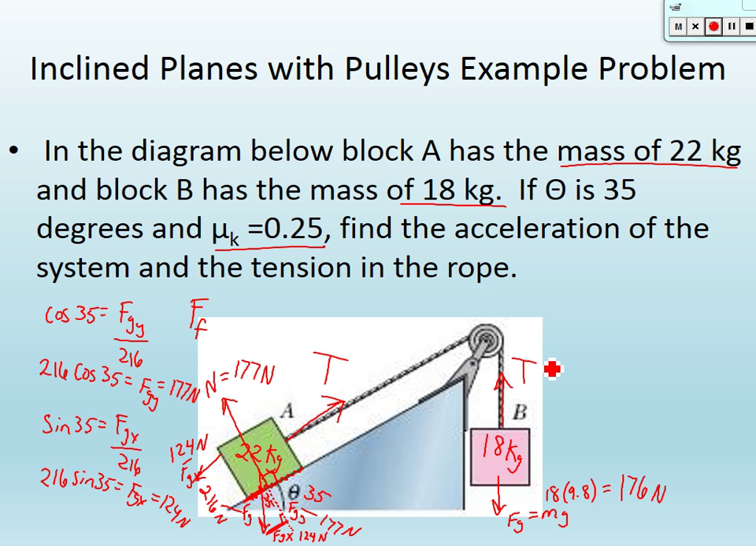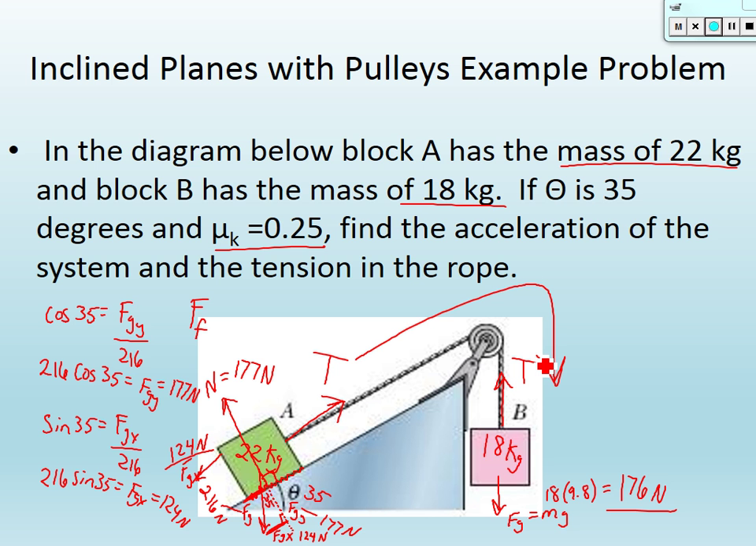There's no trigonometry. When you get to this point, I want you to compare two numbers: the weight of the one that's hanging, in this case block B, and FGX of block A, which was 124. Which way is this going to move, guys? Yeah, now there's a net force, and that net force is pulling down here. So isn't it going to pull block A up the ramp and block B down?